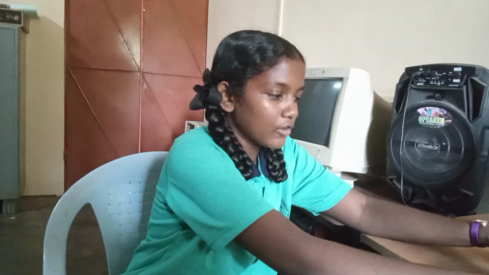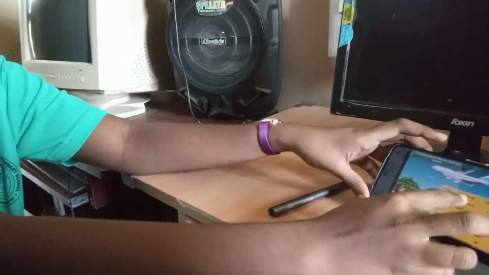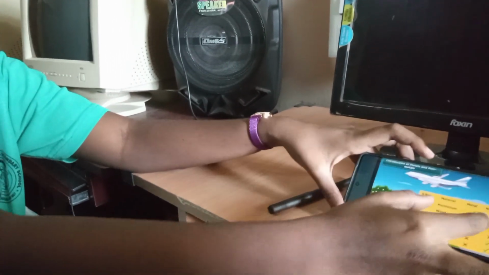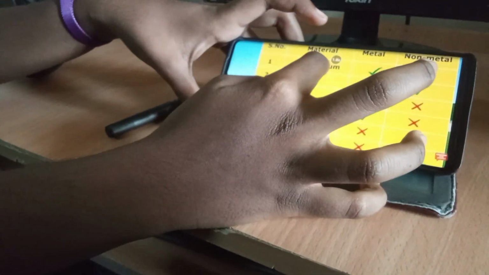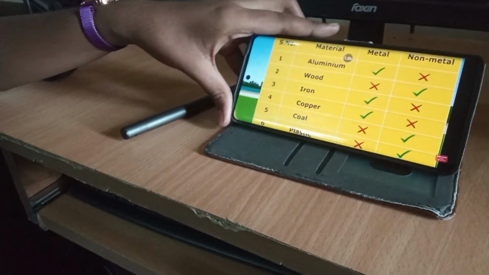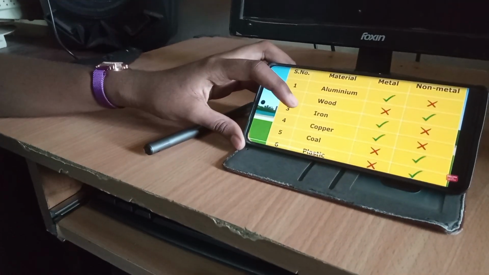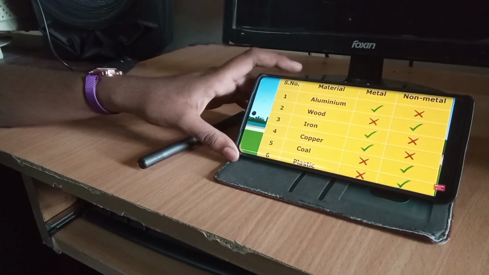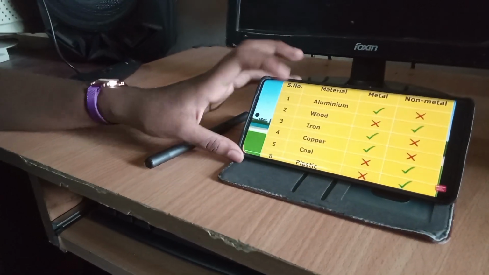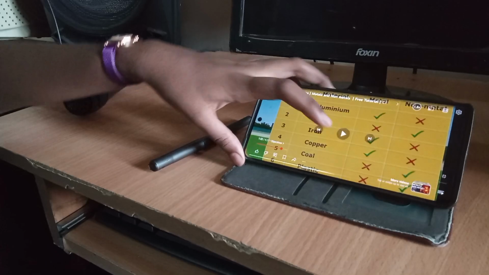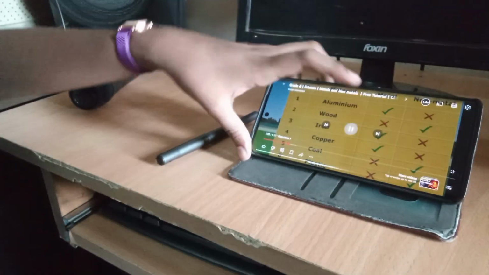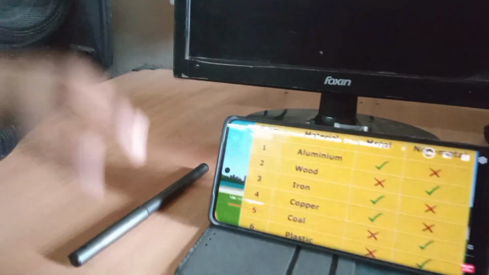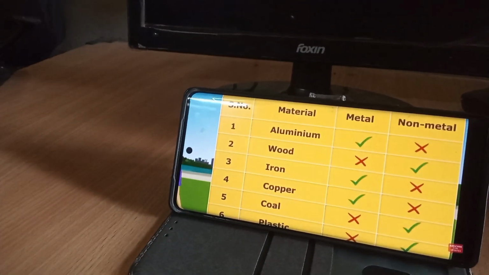And now we are going to see the table which has the things that we use in our daily life, whether metals or non-metals. See this table column. Aluminium, iron and copper are the metals that we use in our daily life, and wood, coal, plastic are the non-metals that we use in our daily life.